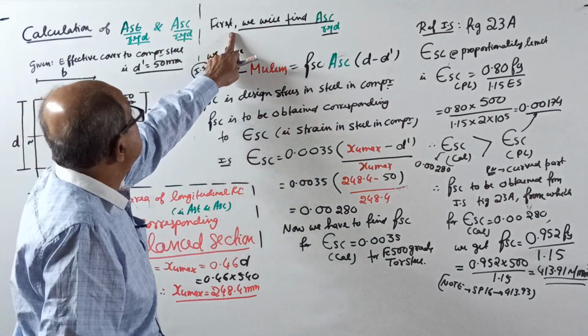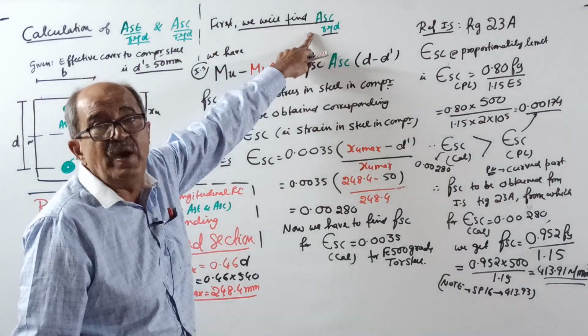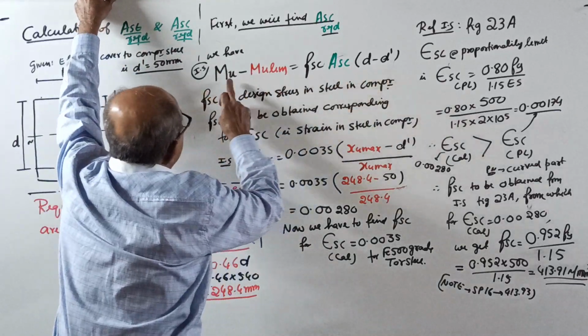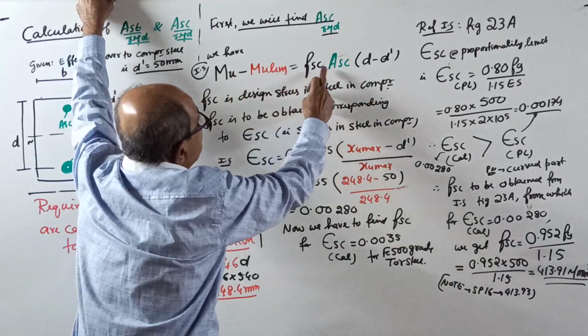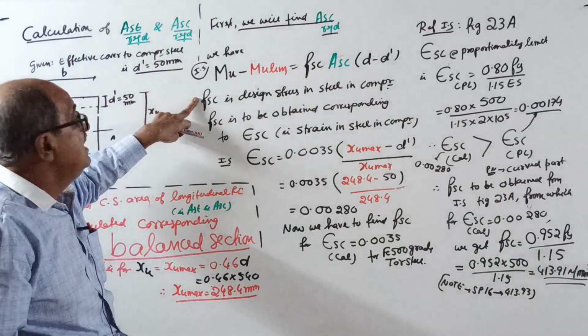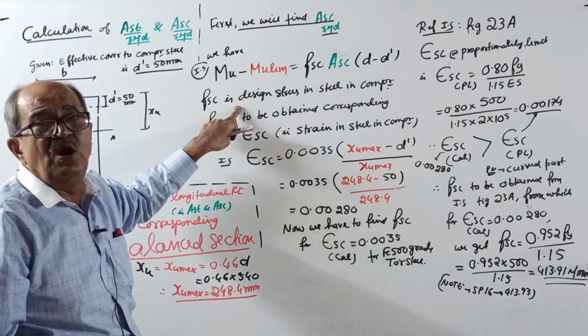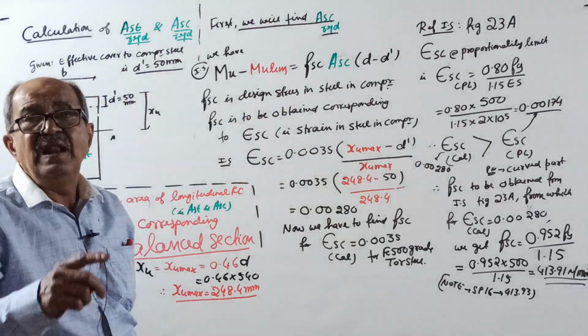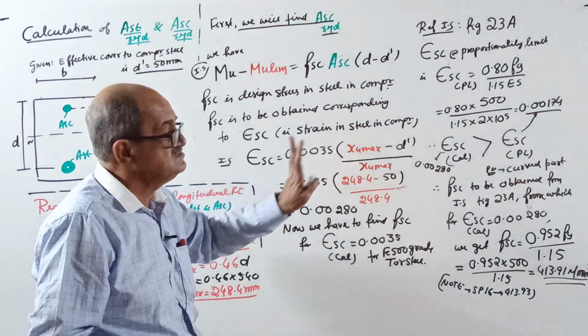Now, first we have to find ASC required. We have this formula I gave in the procedure: Mu minus Mu limit equals FSC times ASC times (d minus d dash). Now, FSC, earlier it was called stress to be considered, now called design stress. Earlier XU, now XU max.